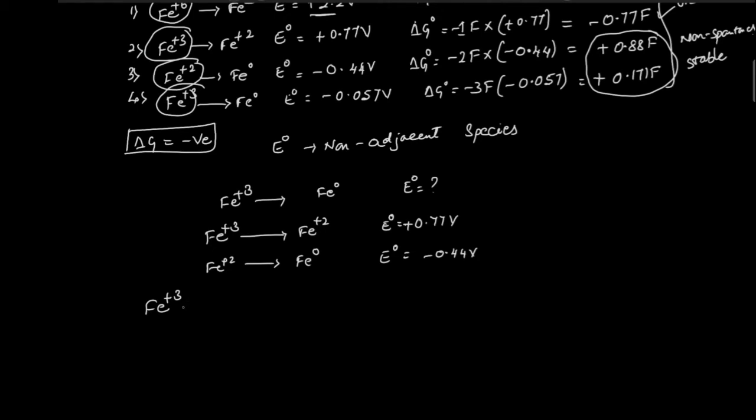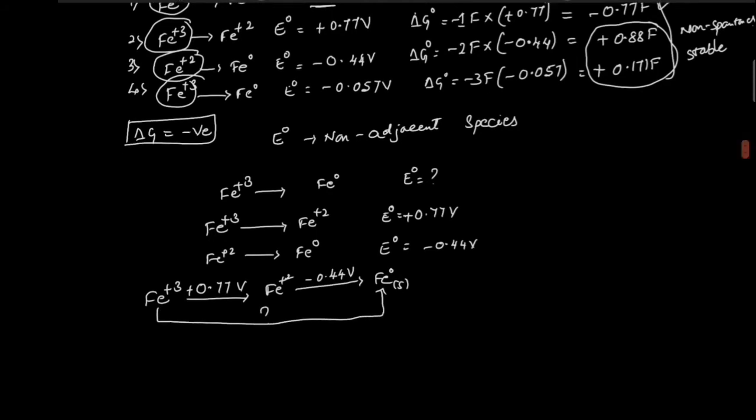Fe plus 3 is the highest oxidation state among these reactions. The next one is Fe plus 2, and the next one is Fe0, which is in the solid state. For the first conversion, we have an E naught value of plus 0.77 volt, and for the second reaction, minus 0.44 volt. We have to find out the reduction potential for the overall reaction.